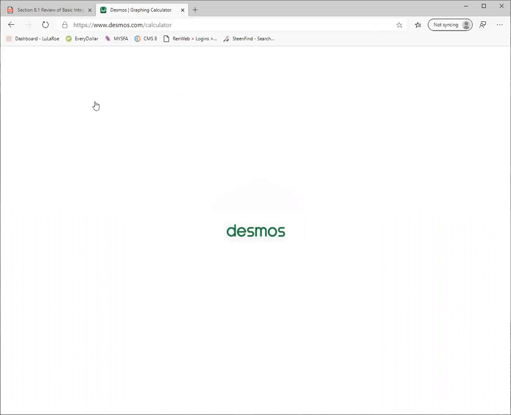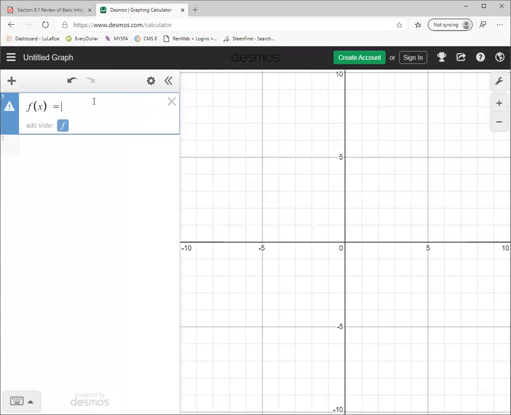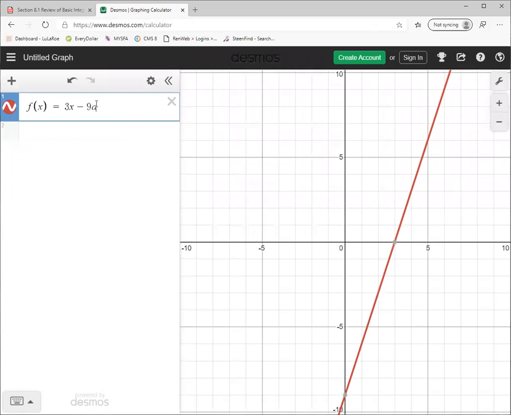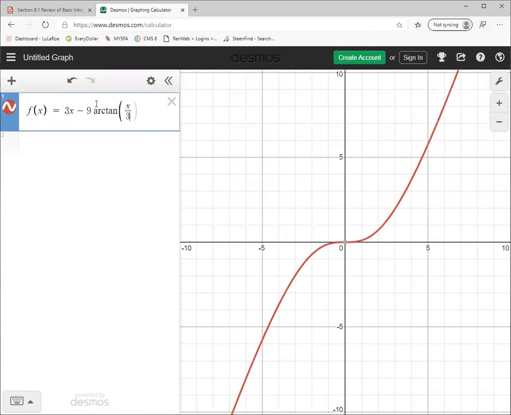And we have an arbitrary constant. I'm just going to neglect the arbitrary constant because I'm checking to see if the derivative of my expression equals the integrand of the original integral. So we have 3x minus, and I think it was minus 9 arctan of x over 3. So minus 9 arctan of x over 3.